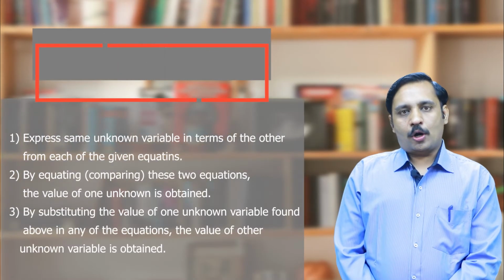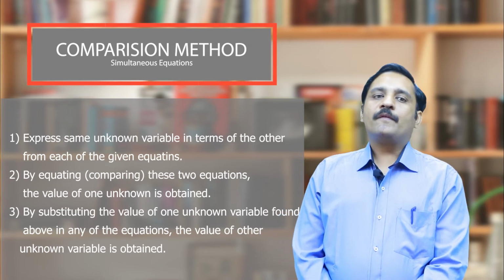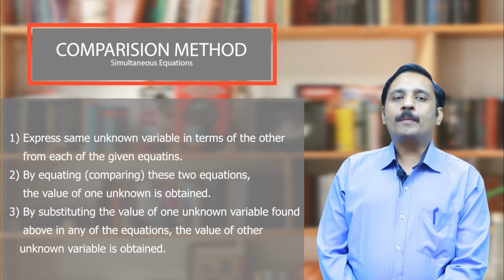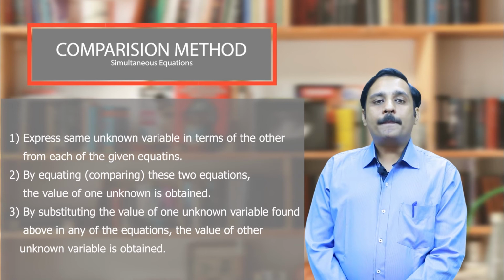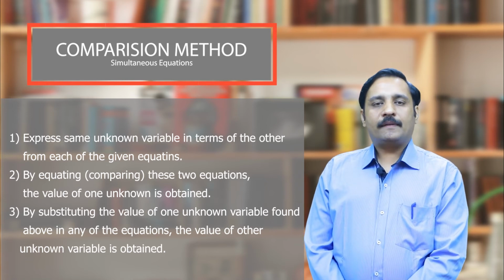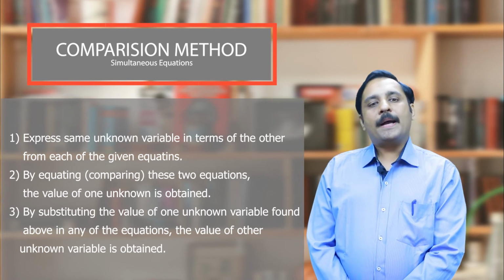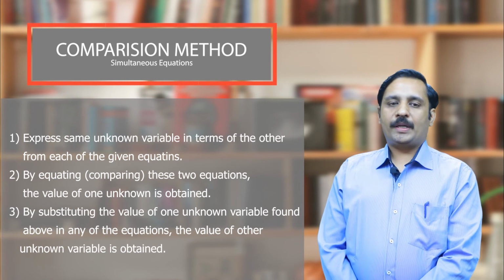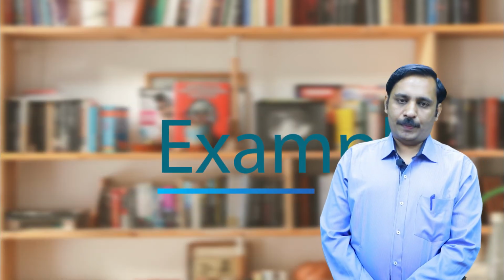Now the next method is called the comparison method. In the comparison method, we express the same unknown variable in terms of the other from each of the given equations. By equating or comparing these two equations, the value of one unknown variable is determined. And by substituting the value of this unknown variable, the other unknown variable can be found out. Let us see an example.